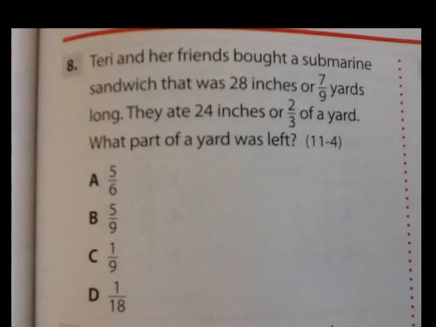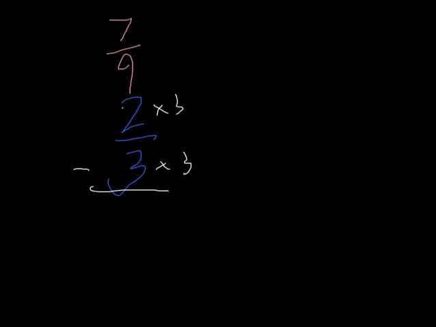Terry and her friends bought a submarine sandwich that was 28 inches or 7/9 yards long. They ate 24 inches or 2/3 of a yard. What part of a yard was left? A. 5/6, B. 5/9, C. 1/9, D. 1/18. This is how you are going to solve 7/9 subtract 2/3.